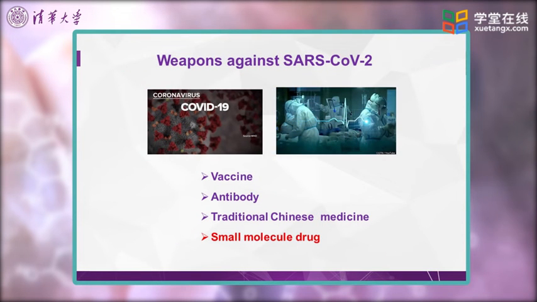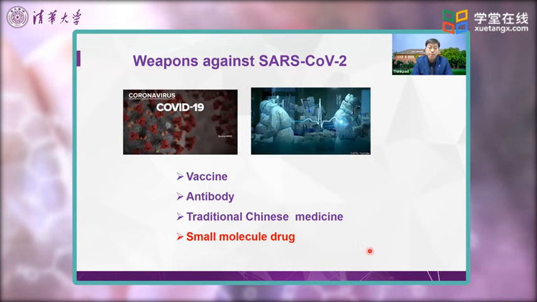The second choice is using antibody. The antibody is a very powerful neutralizing agent. Usually we can find antibody in the body of cured patients. The third choice will be traditional Chinese medicine, which has been proved highly successful in China. And then the fourth choice is small molecule drugs. Actually, small molecule based drugs are the main available weapon for doctors to fight against the coronavirus.